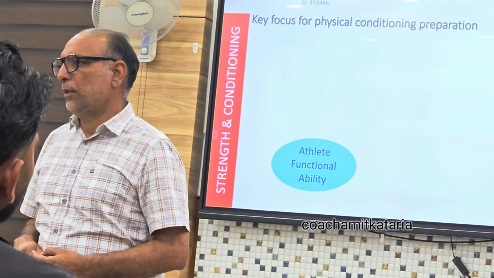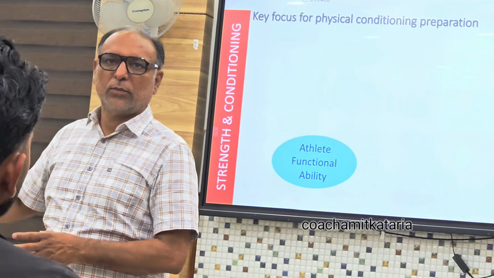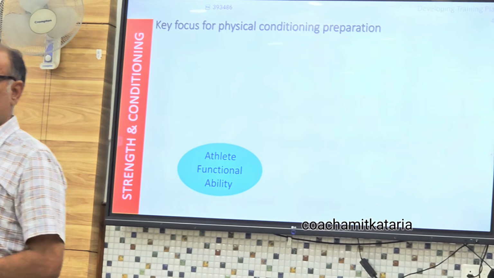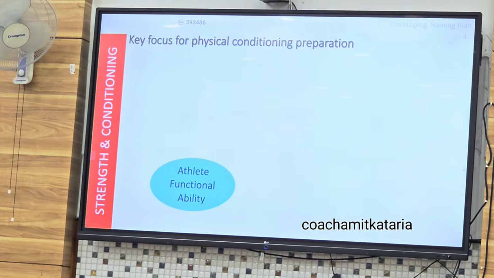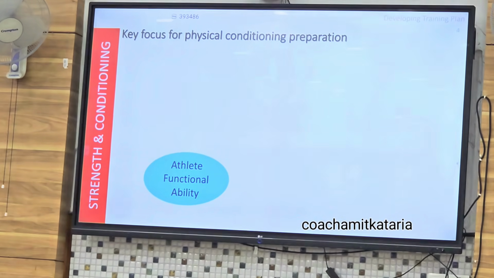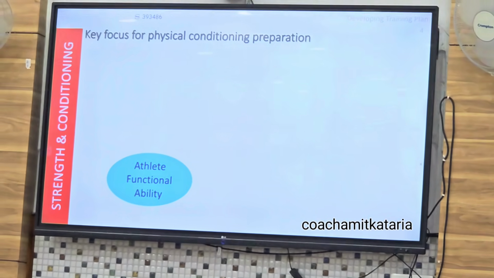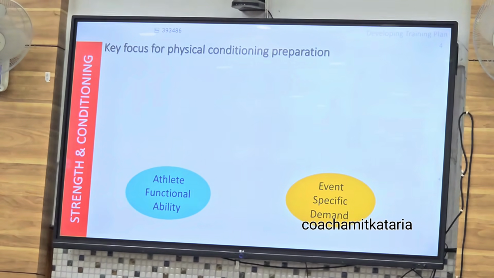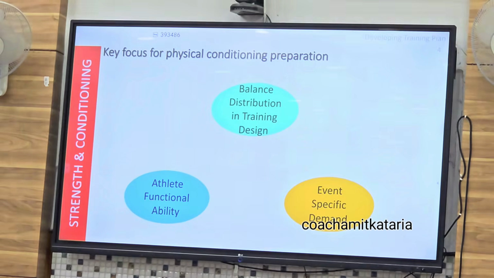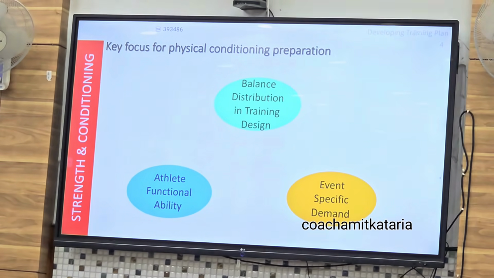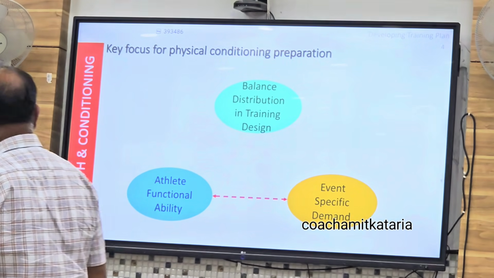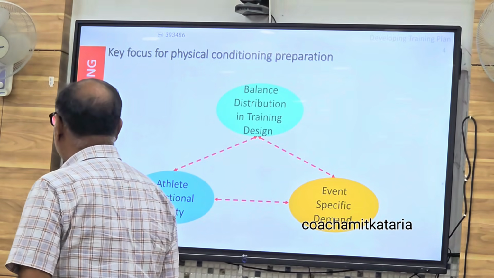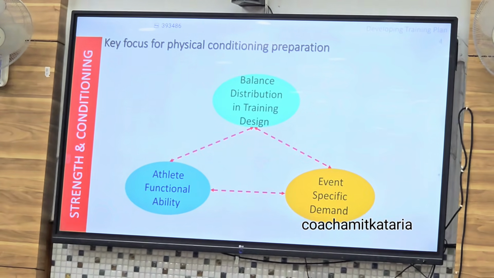और ये पार्ट को हम थोड़ा सा प्रैक्टिकली सोचते हैं. We are not mentioned. So athlete functionality is one part, and event specific demand. So there should be a balanced distribution of training. Two parts basically. One is athlete functional ability.